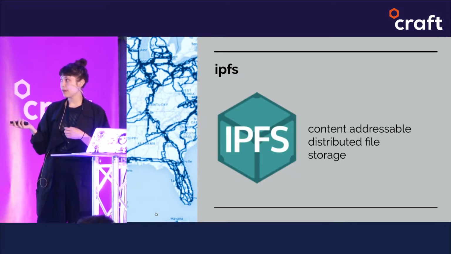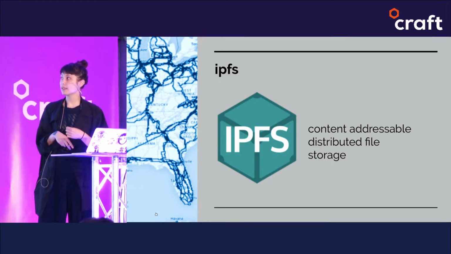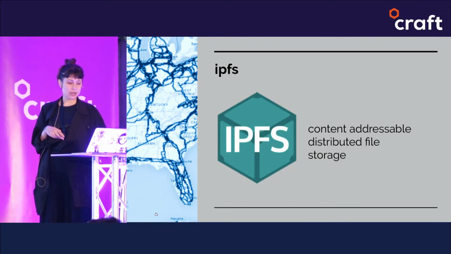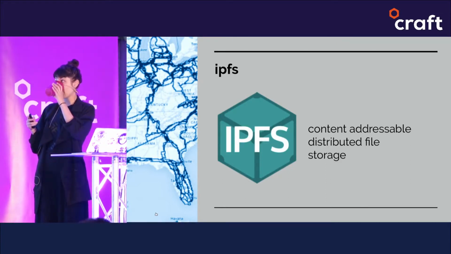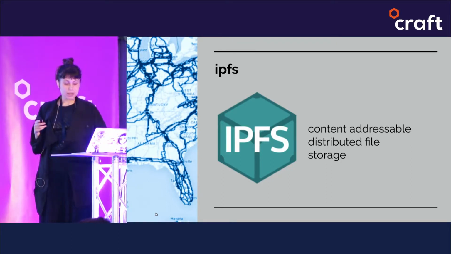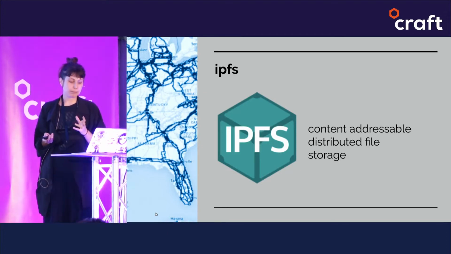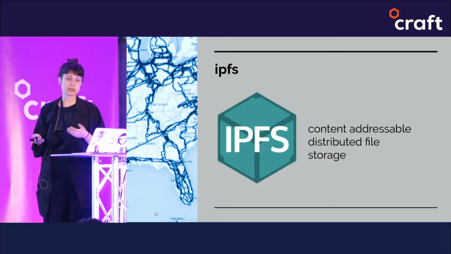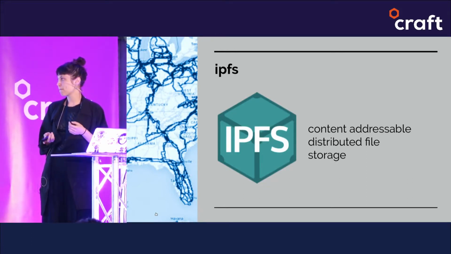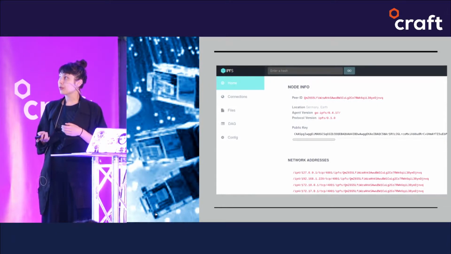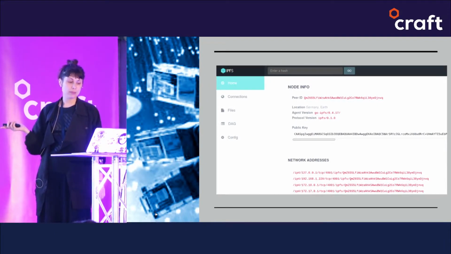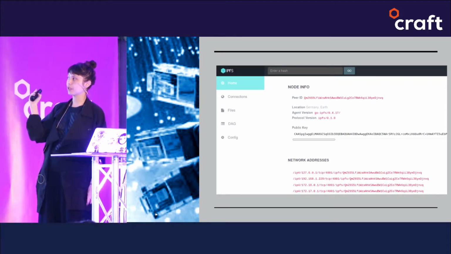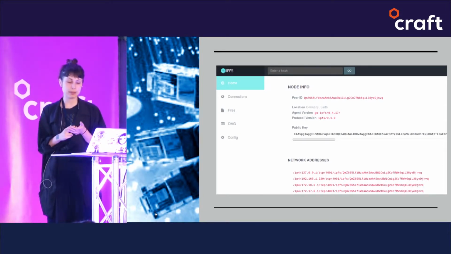Another protocol is IPFS. IPFS stands for InterPlanetary File System. This is made by Protocol Labs. It's a content addressable file store. So it's used as the file storage component of a lot of peer-to-peer applications, including many blockchain apps. When you're running an IPFS node, you can look at this in your browser. And it'll give you a bunch of information like your peer ID, your location, and your public key.